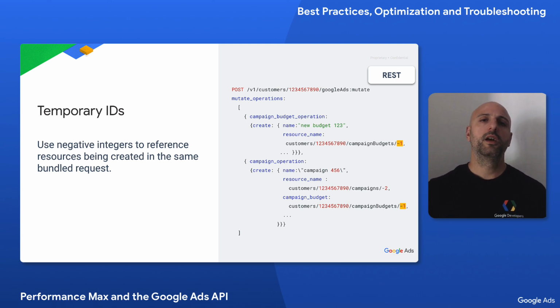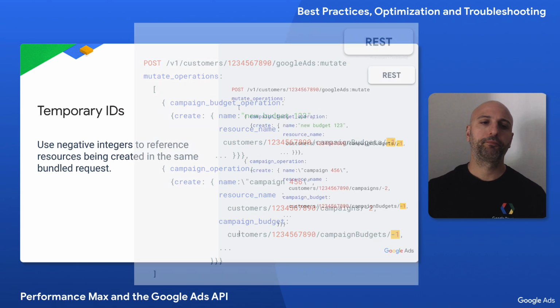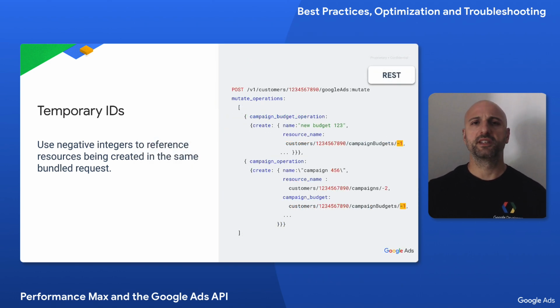For instance, here we are using -1 as the ID for a new campaign budget, and by using the same -1 in the campaign budget resource name for a new campaign, we will make sure that the campaign will have the campaign budget that was created in the same request. Of course, this means, again, that the order of operations matters, as we were saying earlier, because you won't be able to create a campaign with a campaign budget that has negative ID -1 if there was no operation to create it before.